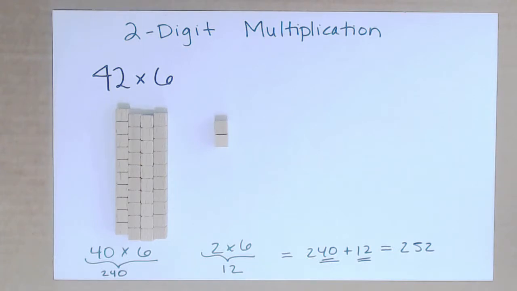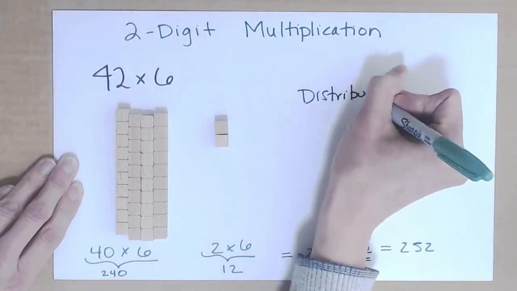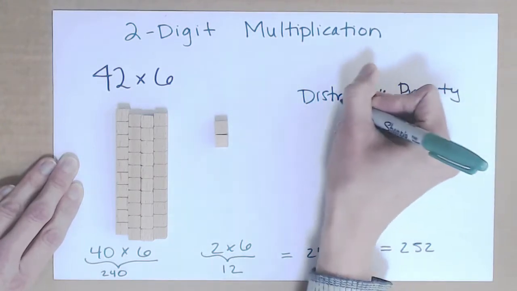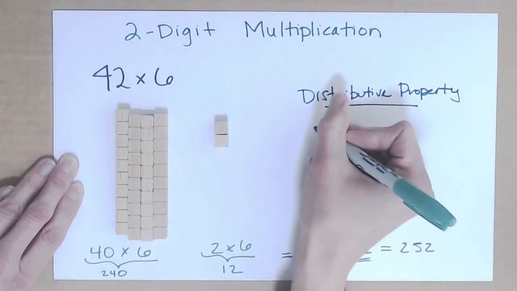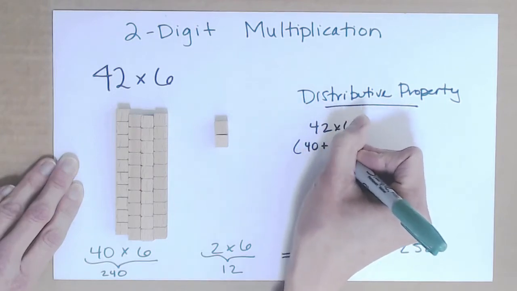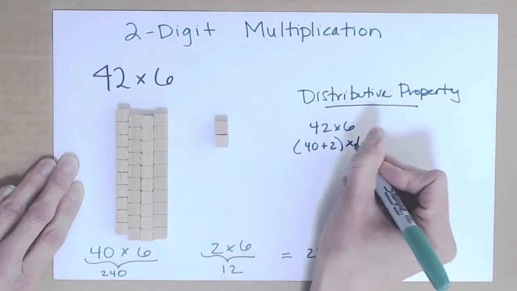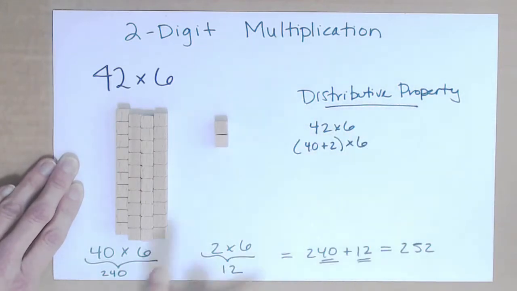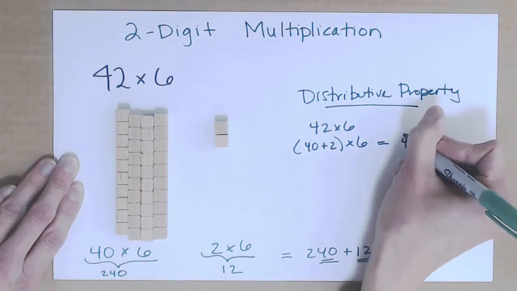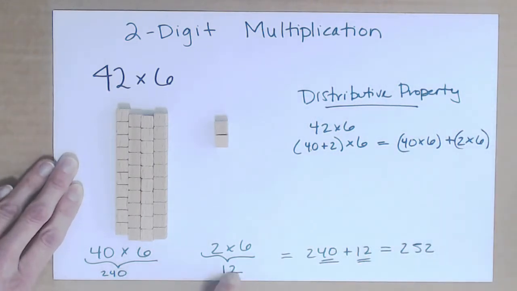Now what you're really doing here is you're using the distributive property. And I'm just going to show this to you. The distributive property. What that says is that 42 times 6 is the same thing as 40 plus 2 times 6, which is the same thing as the 40 times the 6 plus the 2 times the 6, which is what we have down here. And that's the two pieces like this.